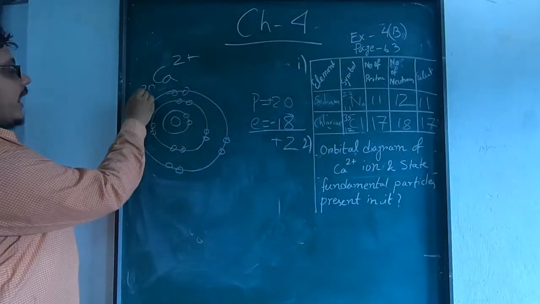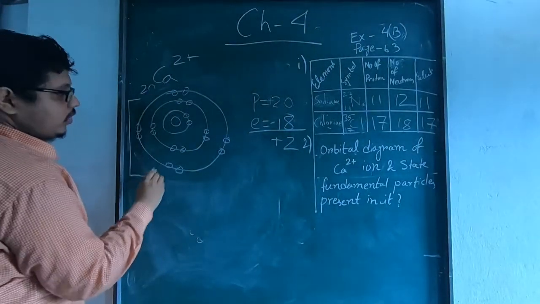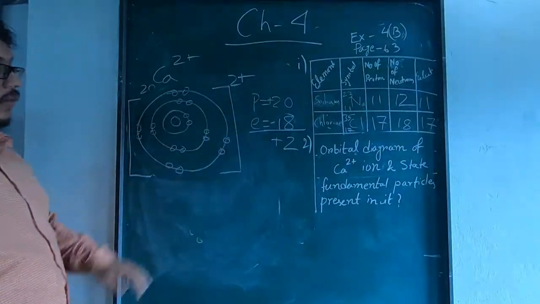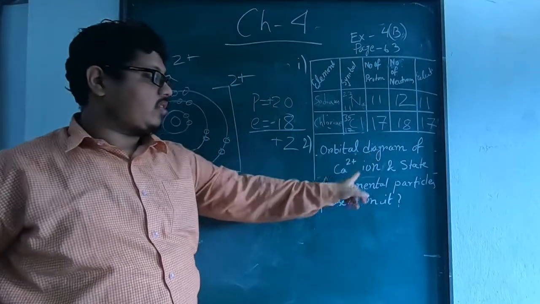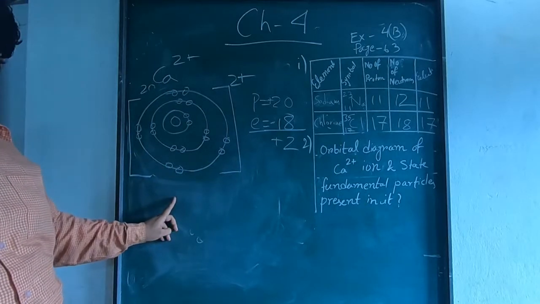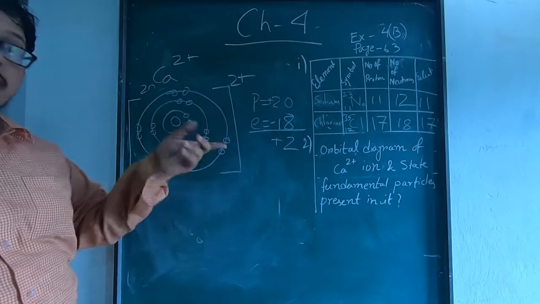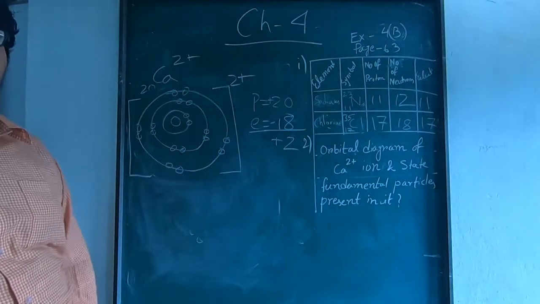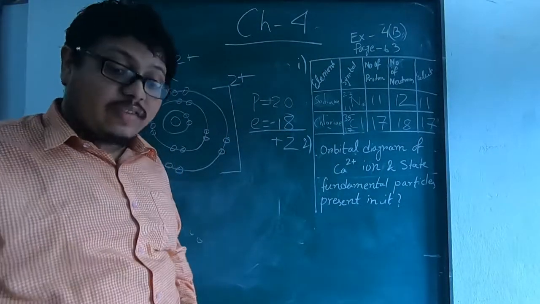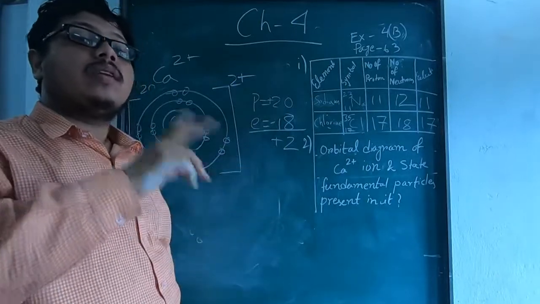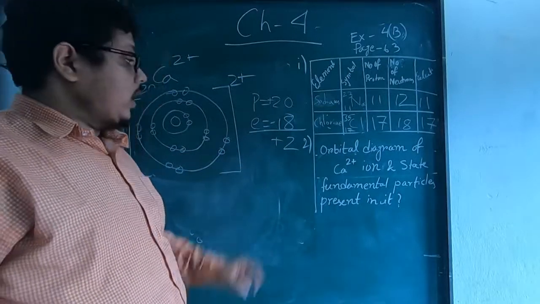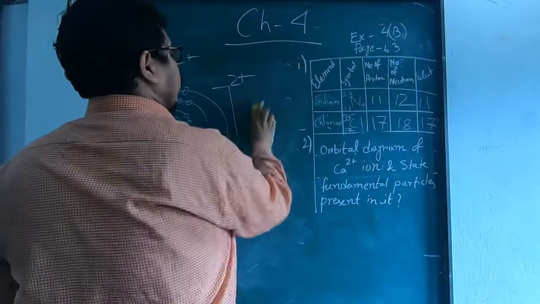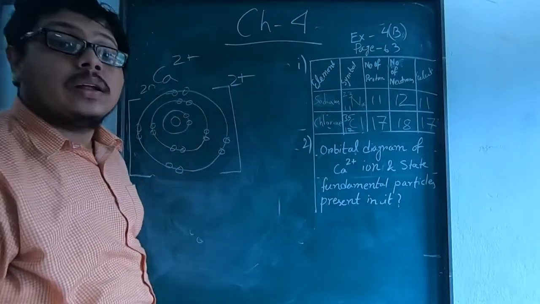Now we have to show this in the diagram also. We give a square bracket, third bracket, and we write plus 2 on the top. This is the orbital structure of calcium. Okay? Calcium ion, not calcium atom but calcium ion. And in the calcium ion, what are the fundamental particles? Protons, electrons and neutrons. Now proton and neutron did not change. They remain in the nucleus.